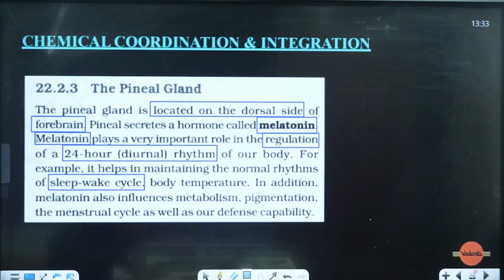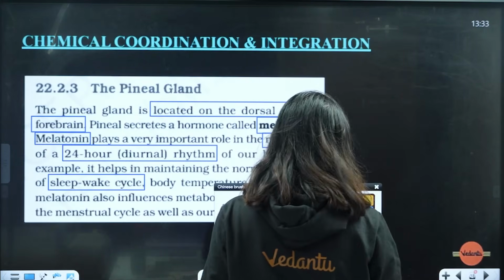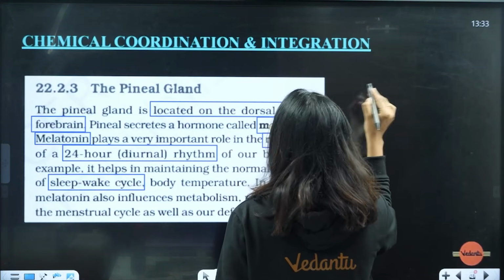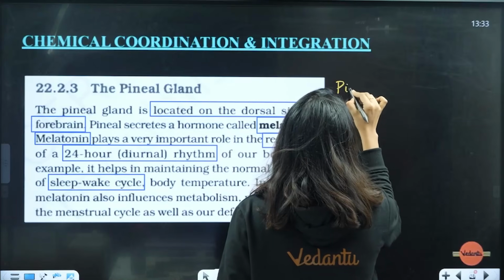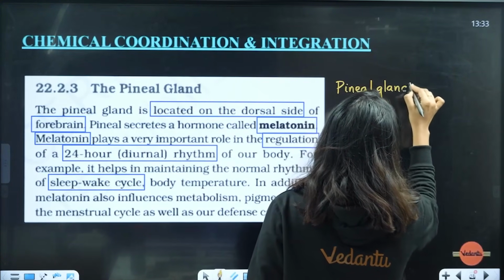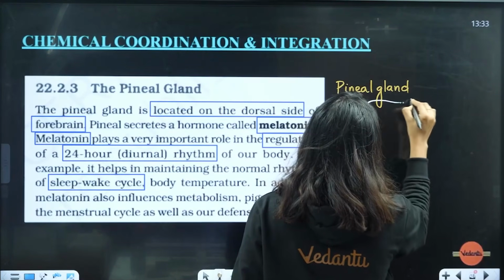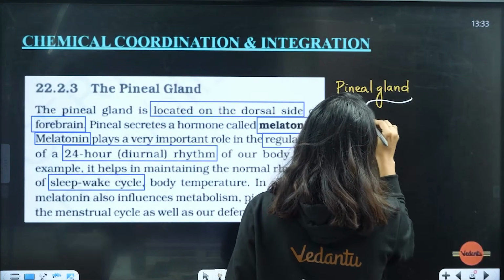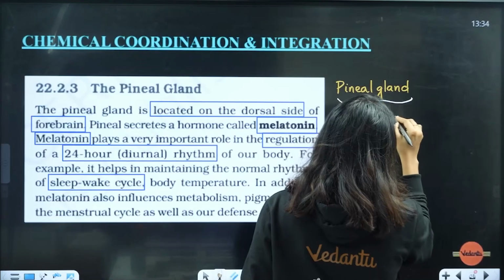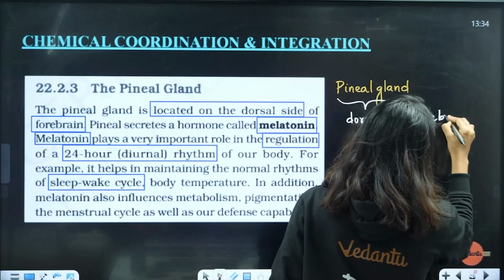Understood this much? Yes or no? This is very simple, you don't have to break your head for this. Oh my god, pineal gland is very easy. Just know the location as well. It is on the dorsal side of the brain.